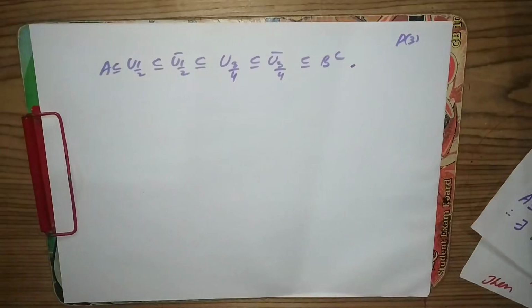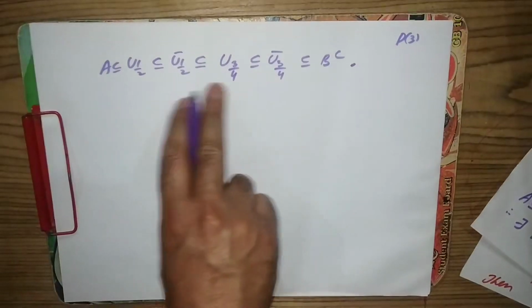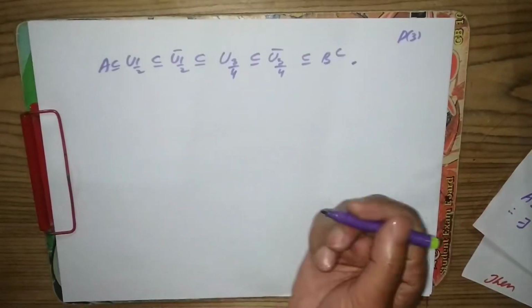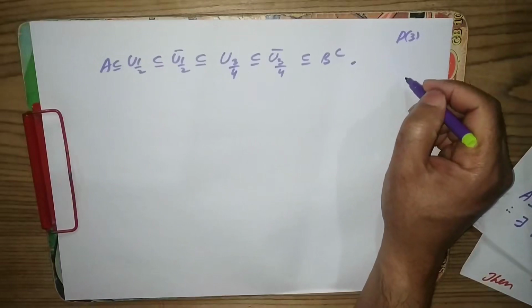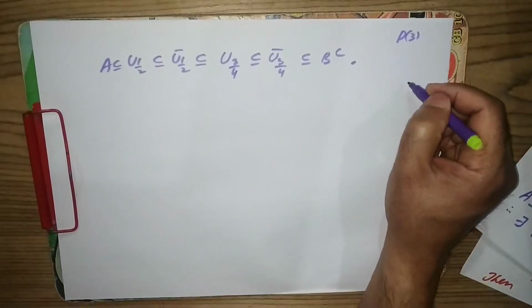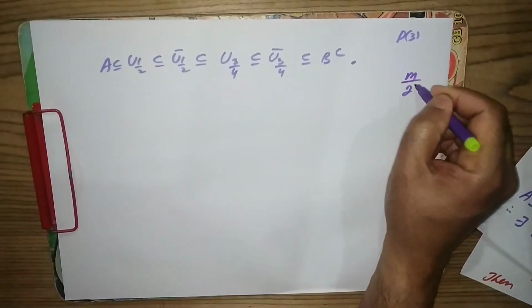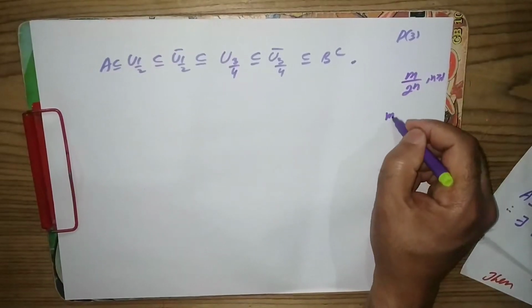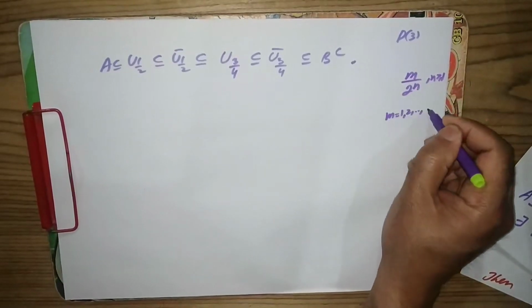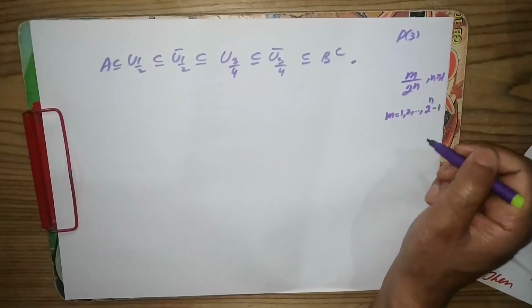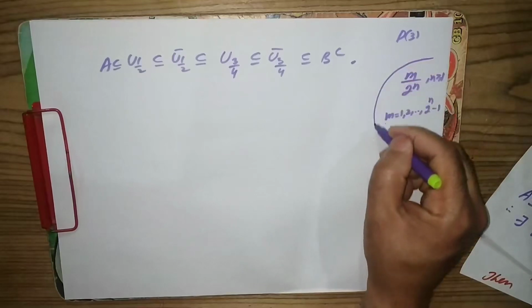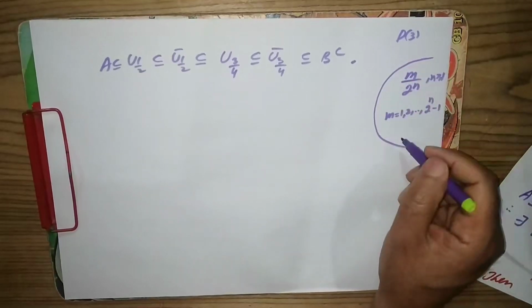So if we continue this process for each such number, these numbers are called dyadic rational numbers. The numbers of the form m divided by 2 power n, where n is any number greater than or equal to 1, and m varies from 1 up to 2 power n minus 1. Such rational numbers are called dyadic rational numbers.